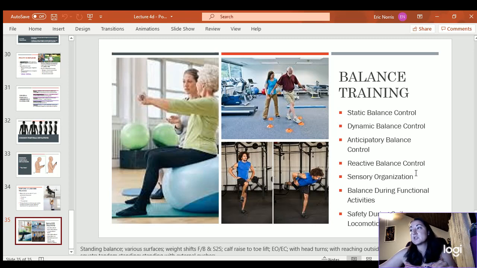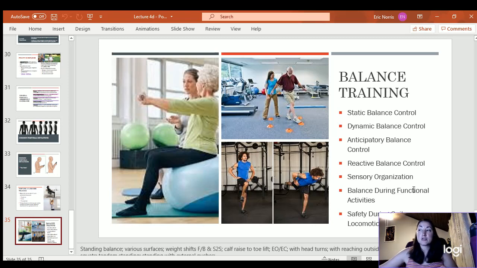Sensory organization, so kind of taking in the environment. So you might work in a closed environment first and then a more busy environment with people around. You could put busy patterns on the wall or have them do things in front of something that's moving, whether it's a TV or if there's traffic outside the window, so that they get used to being able to process different sensory input as they are working on their balance and be able to maintain their balance.